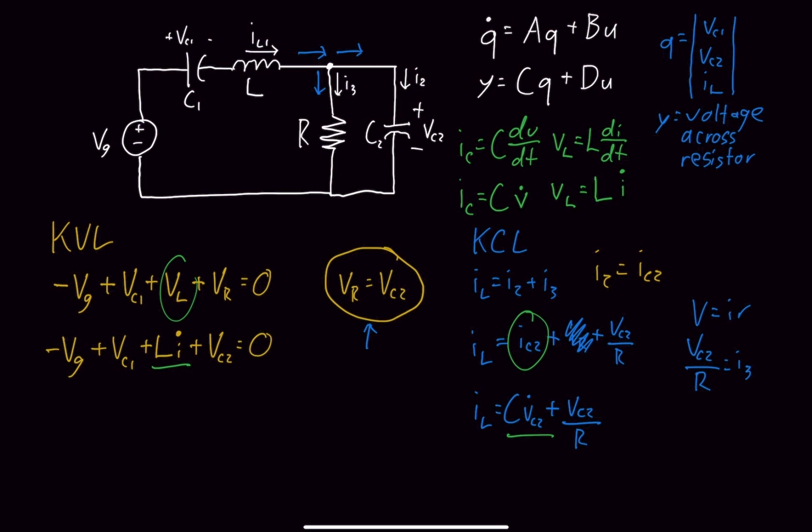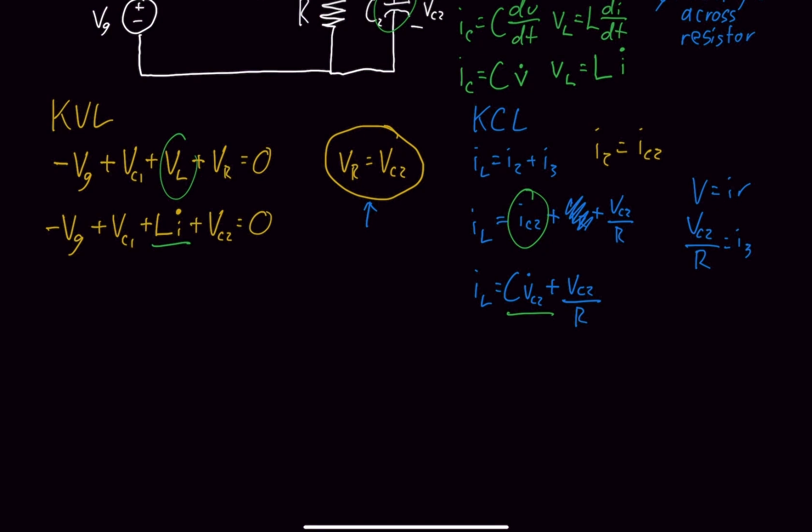Now we've got one last state variable. We found this one, and we've got this one. Now we need to find this one. Because these two are in series, we can say that IC1 equals IL. Rewriting it, we can do C V dot C1 equals IL. And now we have our third state variable that we found.